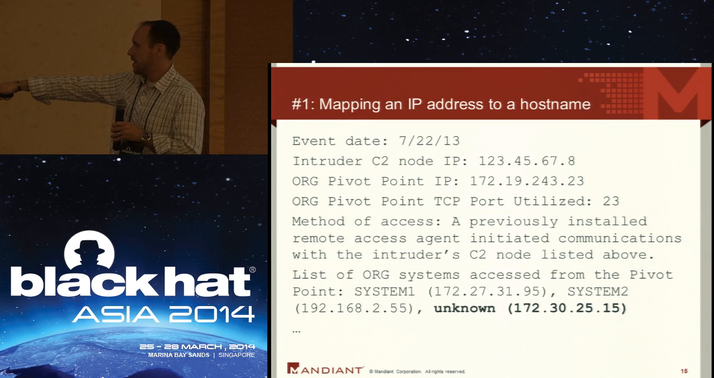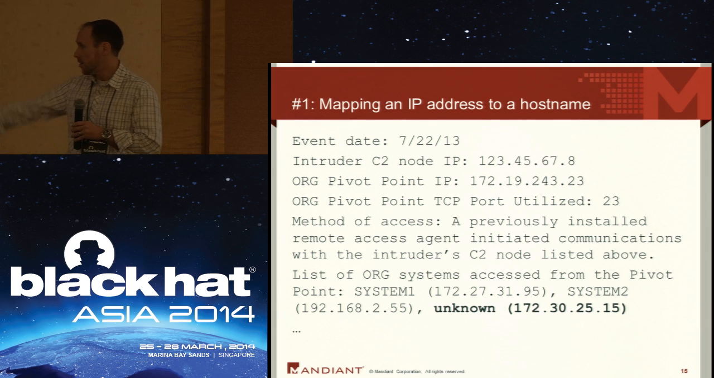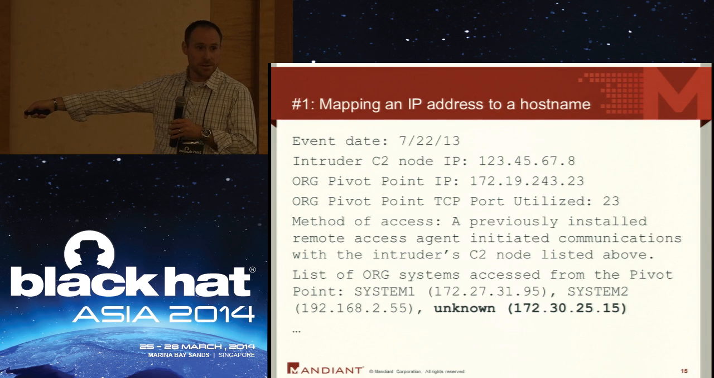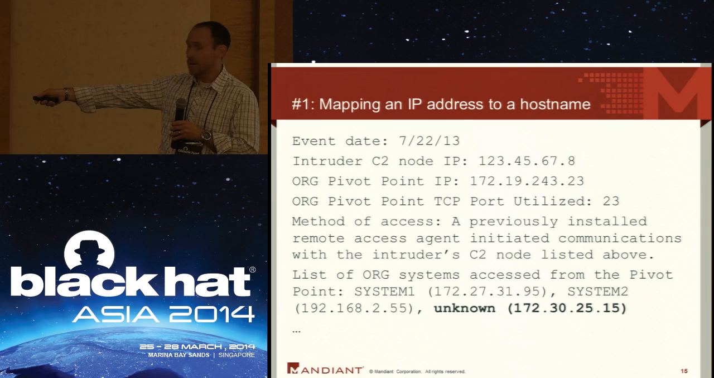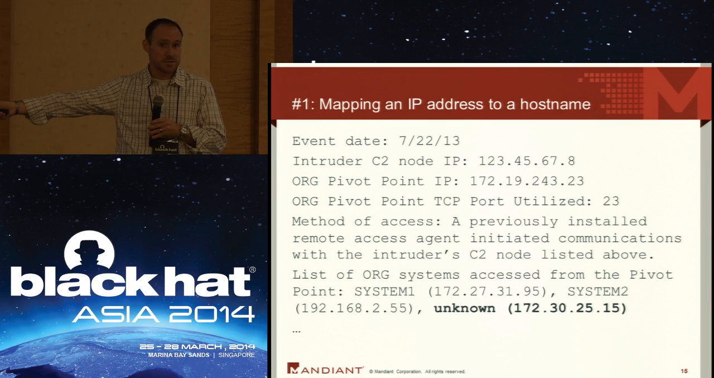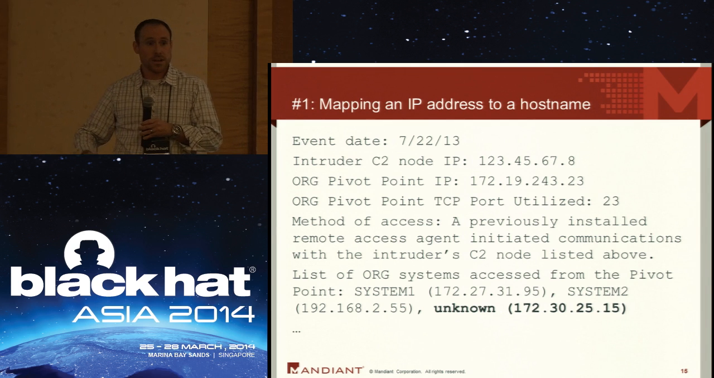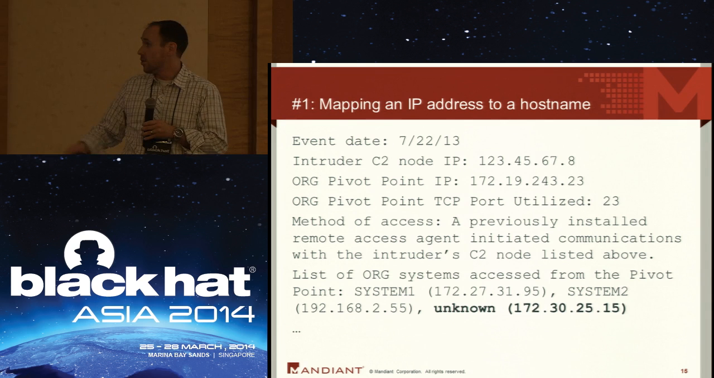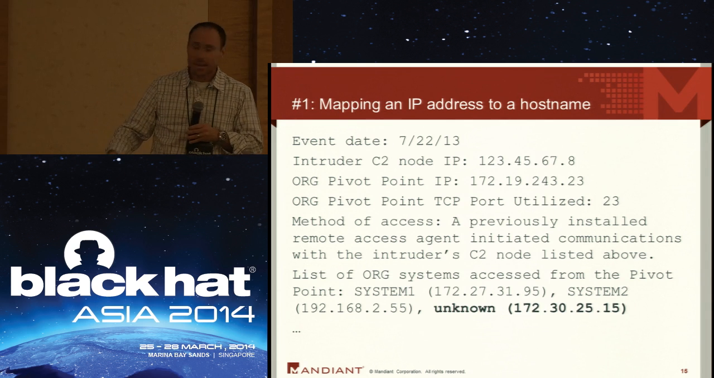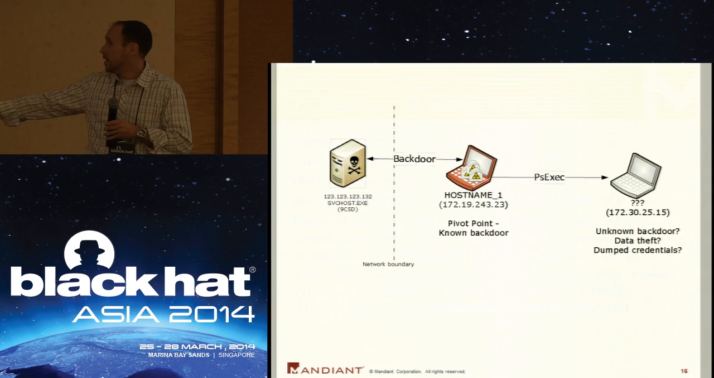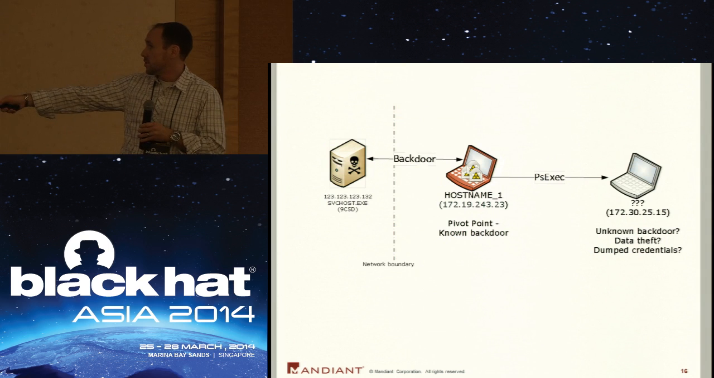And there's a list of data. Here's what he did. And by the way, on this day, he accessed these three other systems from this pivot point. So system 1, IP address, system 2, IP address, and then unknown. You don't know what the system name is. So you definitely want to take a look at what he may have done on these systems, because he could have stolen data. He could have maybe stolen credentials to come back later. He might have stolen a certificate. He might have actually put another backdoor on a system that you might not know about. So essentially, this is what you're really worried about here.